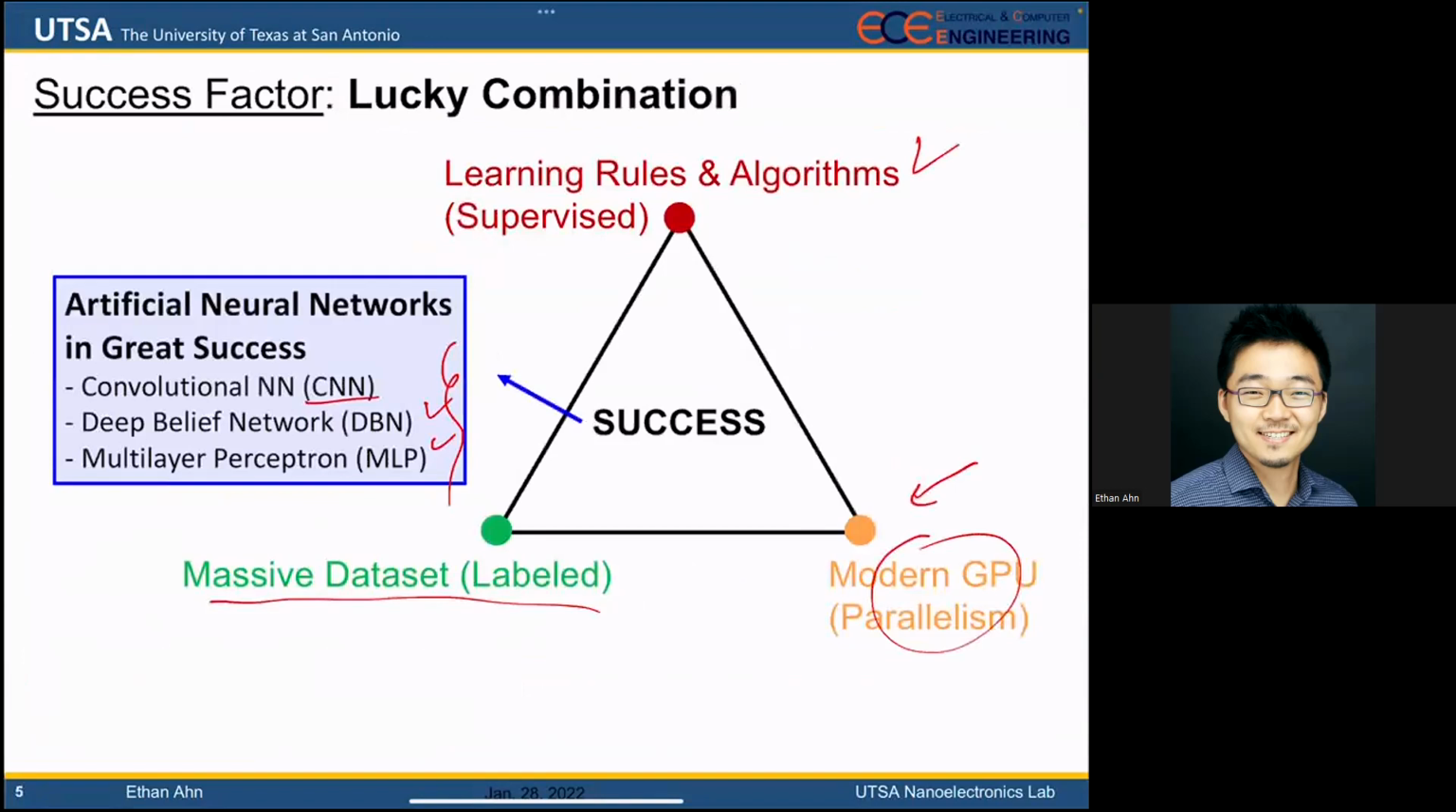I was going to say that our success has been due to the fact that we have all this triangle here: machine learning algorithms, a massive set of data, and also hardware. In terms of hardware, we have GPUs that are better than CPUs or any other computing units, especially in terms of parallel computation.